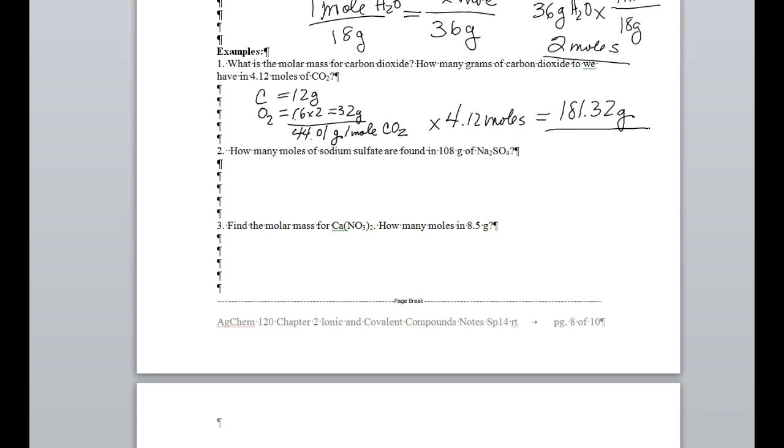Okay, so we got 2 more problems to do before I'm going to let you do your homework. So let's look at the second to the last one. How many moles of sodium sulfate are found in 108 grams of sodium sulfate? Okay, so what did you do? Give me the formula for sodium sulfate. Is it NaSO4? 2, okay. And they want me to do 108 grams? Yes. So what's the molecular weight of this?